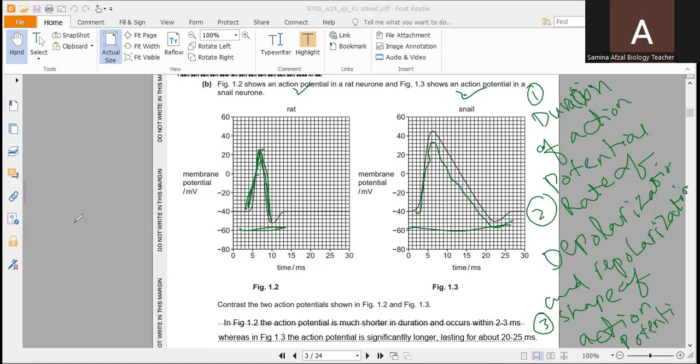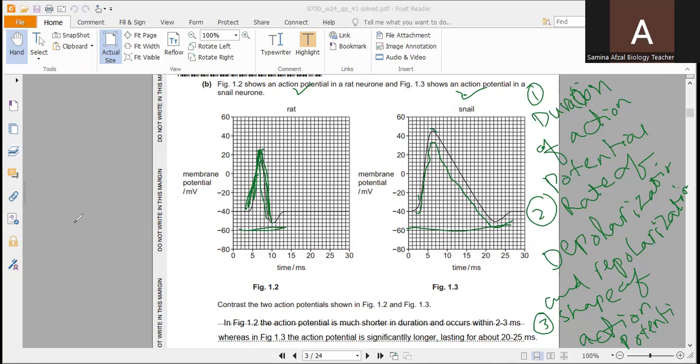So here you can see the shape of the action potential. It is very narrow. This is in case of rat, whereas it is wider in snail. The action potential has a broader, more round shape, but it is very deep.